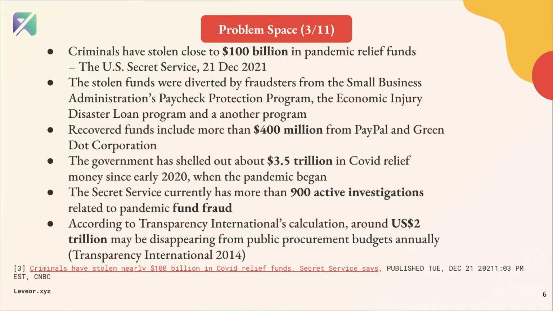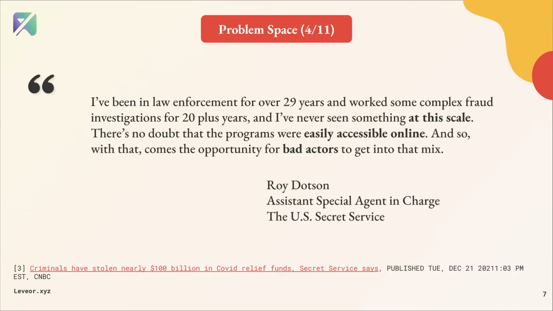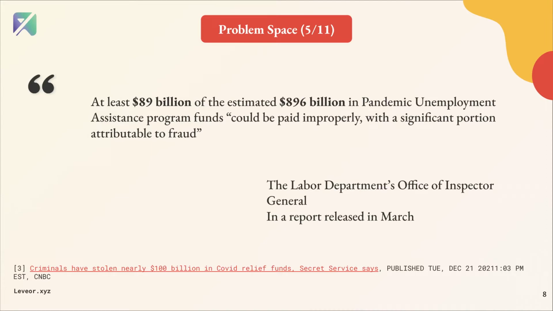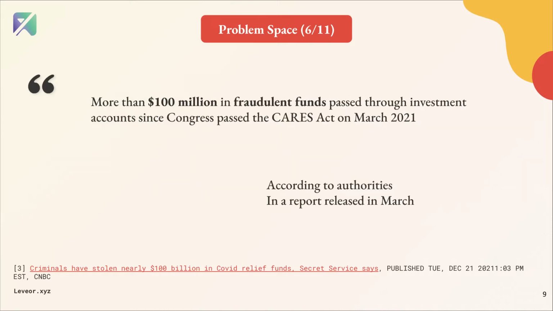The problem space we are addressing has quite a few emerging issues. We witnessed hundreds of billions of dollars being stolen from pandemic relief funds. The US Secret Service has over 900 active investigations as we speak. Quoting the assistant special agent in charge, he has never seen something like this in his 29 years of law enforcement career. According to the Labor Department, at least $89 billion could be distributed properly. So there's definitely a need for more efficient and secure systems for fund distribution. And we have seen numerous other reports of millions of dollars worth of fraudulent funds.